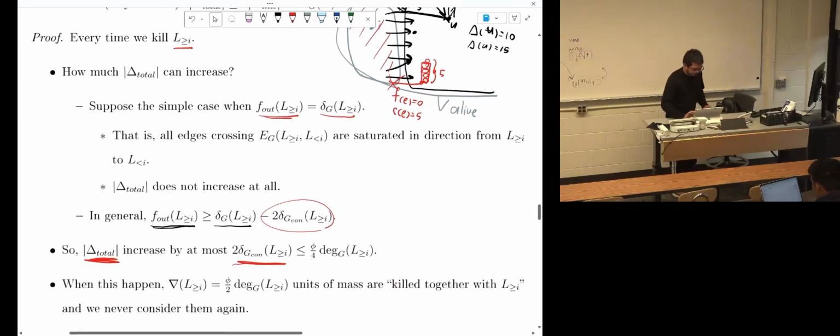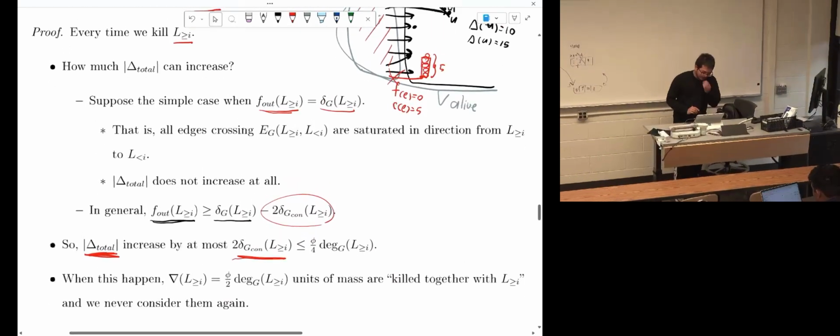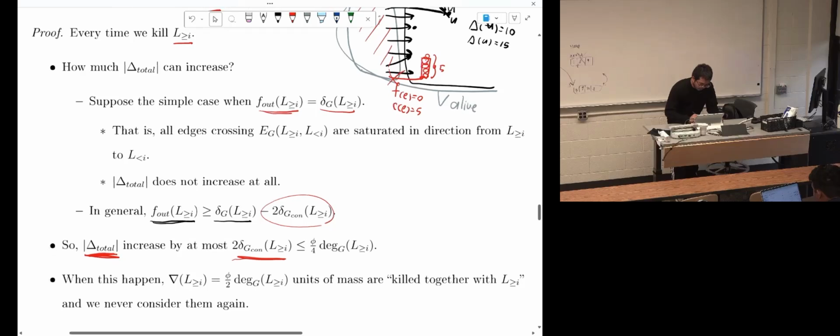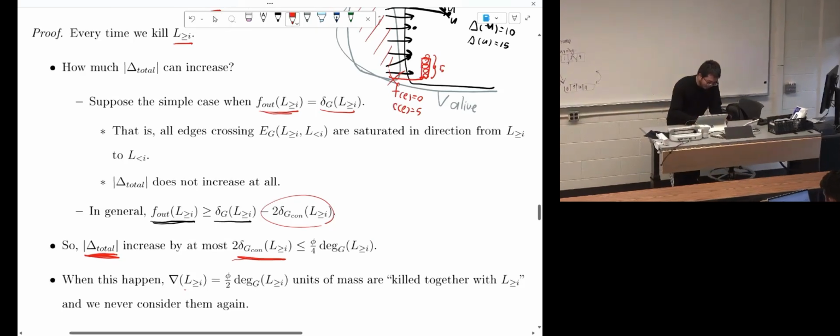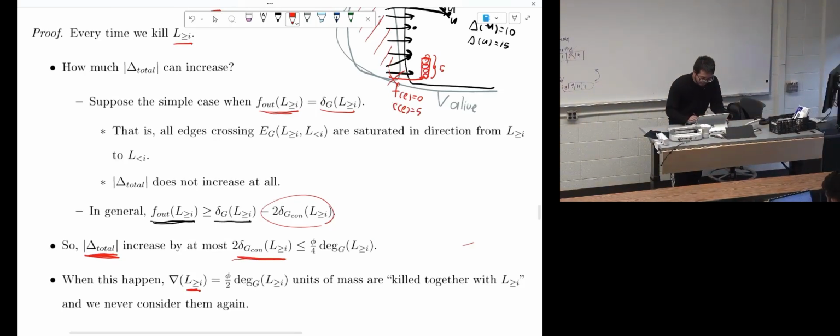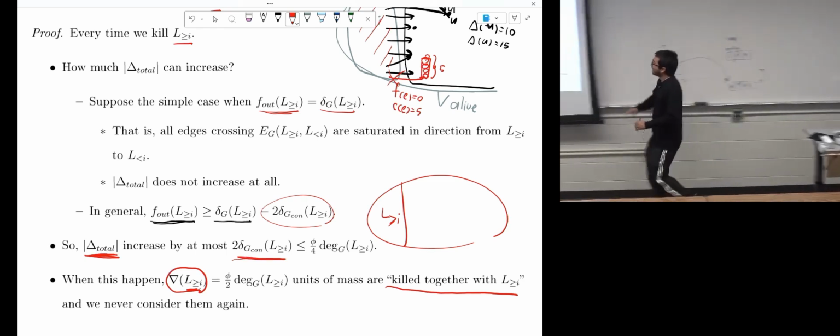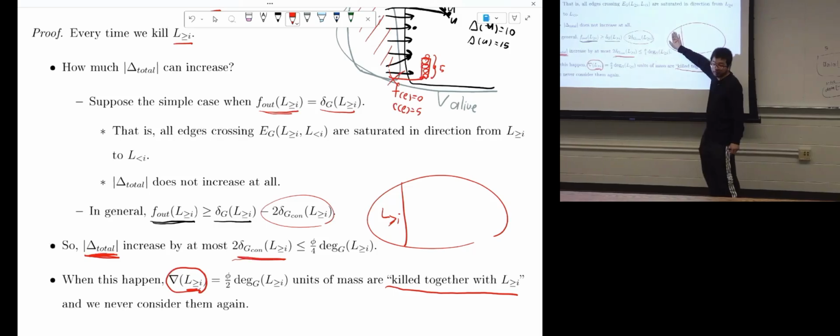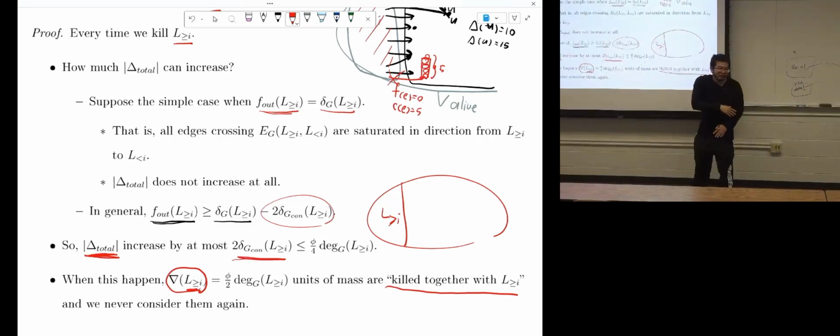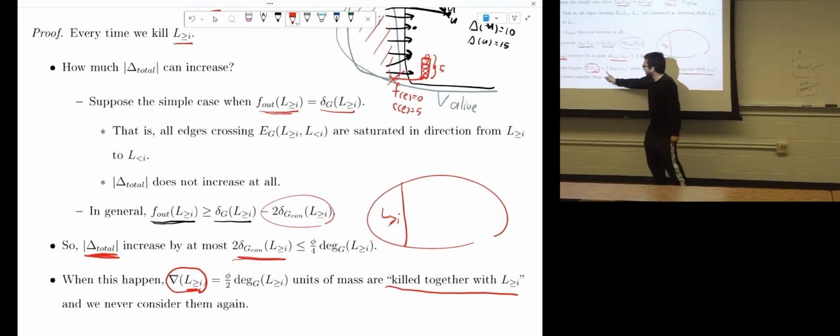But you see that whenever I Q this L at least I, okay, this many units of mass, the sink at Li is basically Q together with L at least I. Because everyone here is fully absorbed, and I just remove it from my system, never look at it again. Okay? I'm gonna Q at least this much.